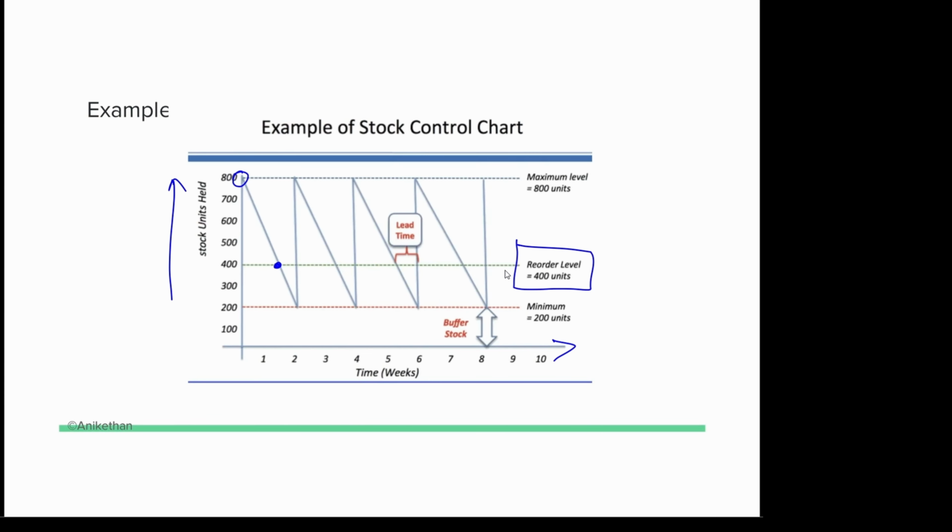By the time it reaches the minimum level of 200, the stock would have been received. Again, it will go to the maximum level. And this keeps on repeating. That's how the organization is able to maintain the maximum and minimum level. Its production is not disrupted. Also, the inventory burden is not there.